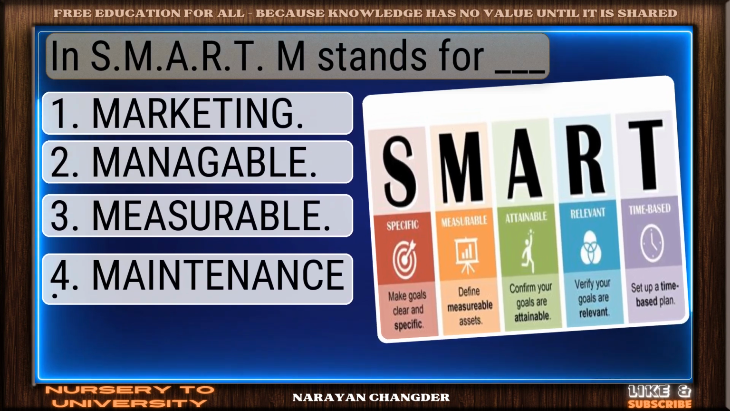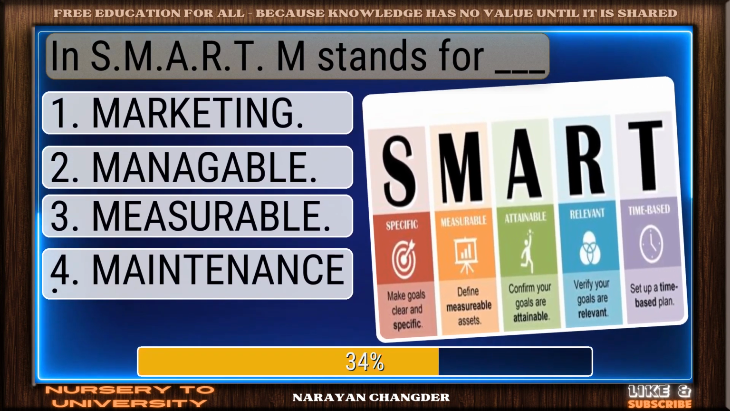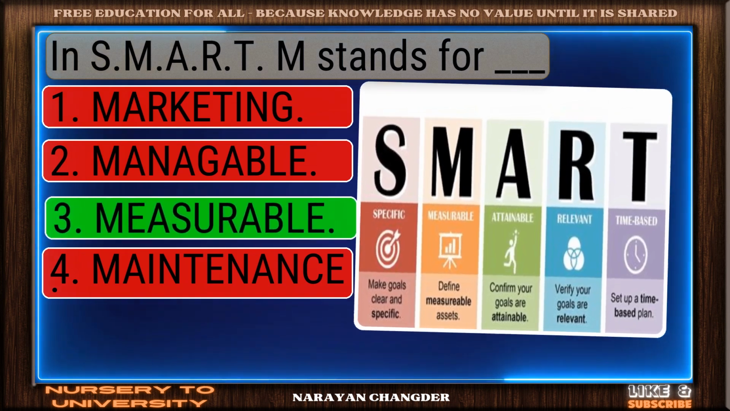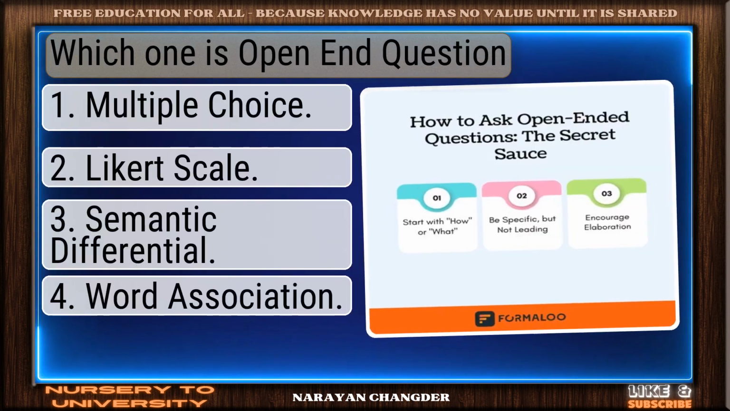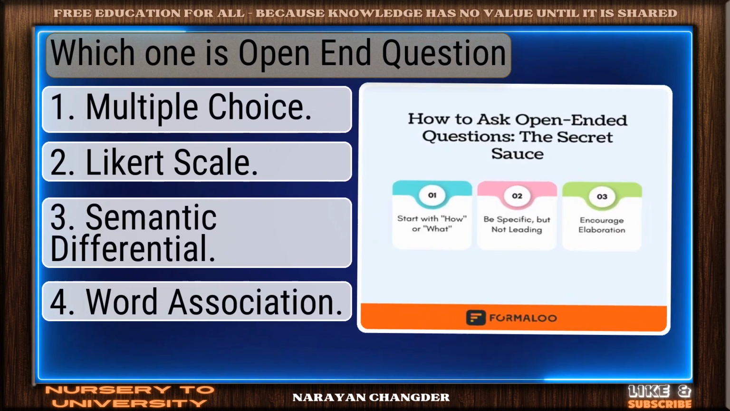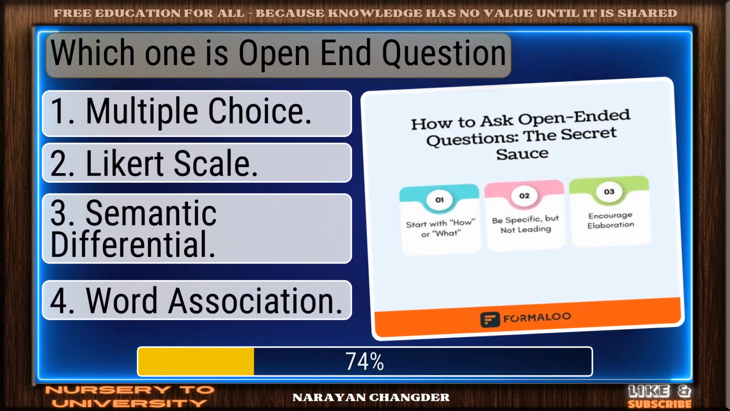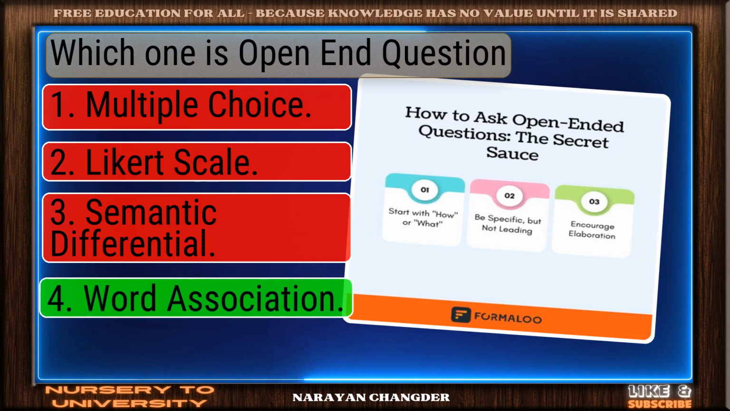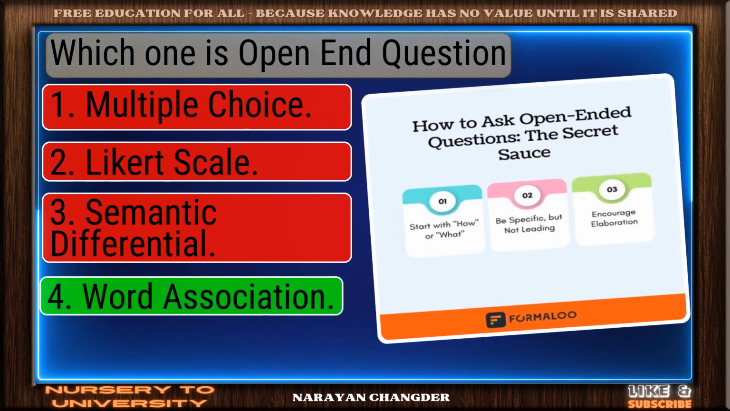In SMARTM, M stands for dash. Right choice. Measurable is the best answer. Which one is open-end question? Strong choice. Word association is the right answer.